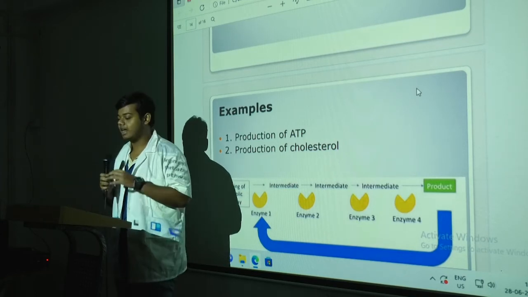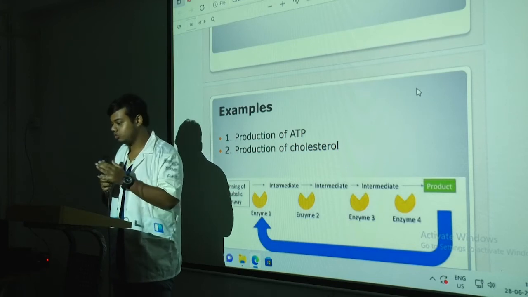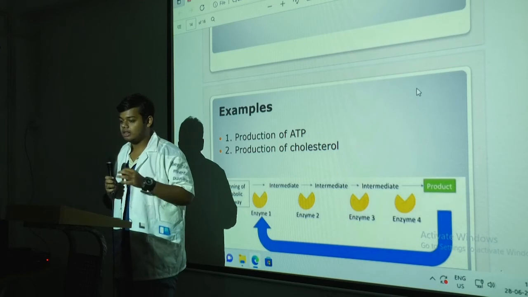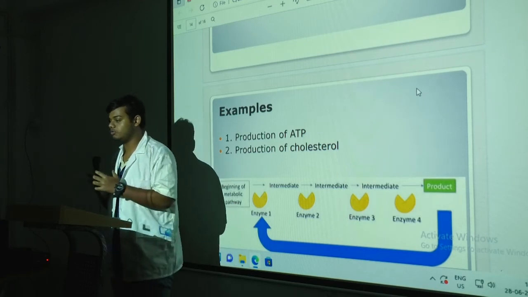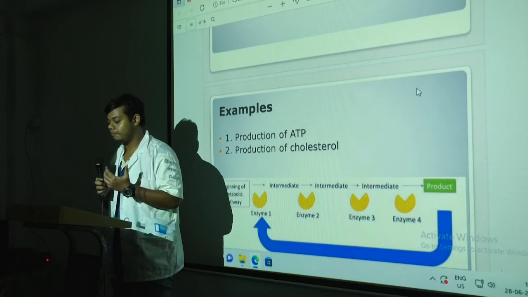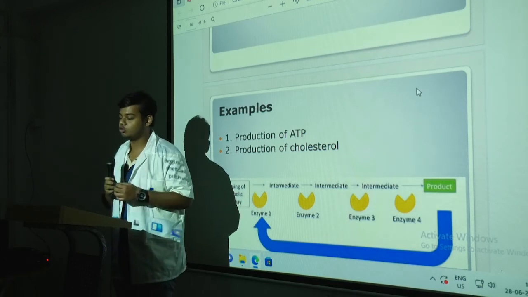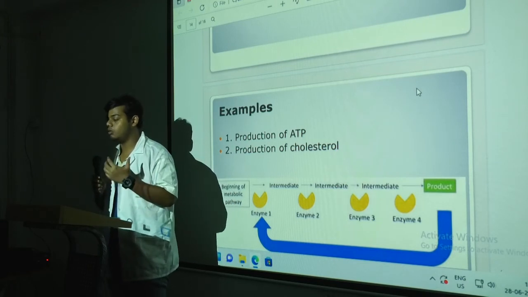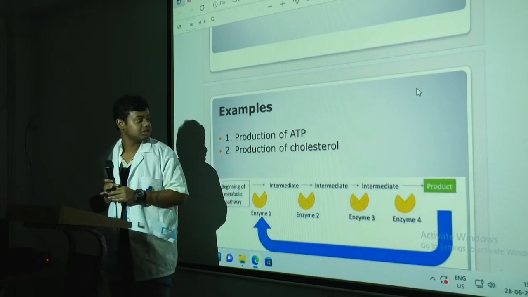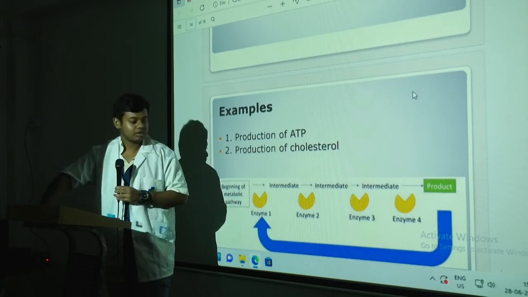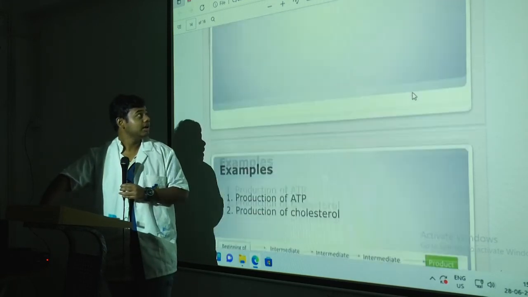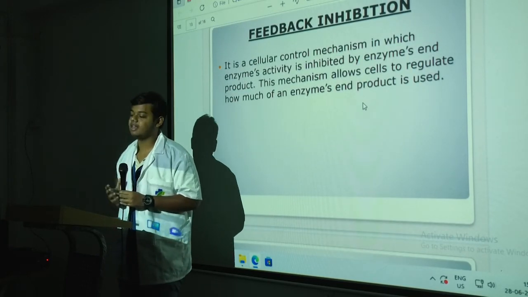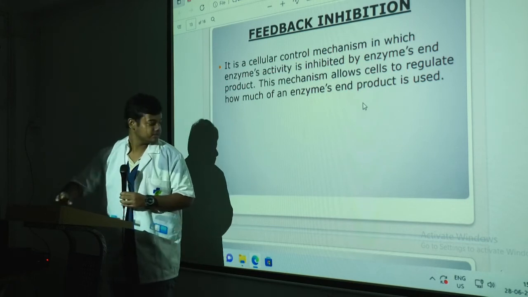Another example is glycolysis. In glycolysis, glucose is converted into glucose 6-phosphate with the help of the enzyme hexokinase. When the concentration of glucose 6-phosphate increases in the cell, it inhibits the enzyme hexokinase, so that hexokinase cannot carry out further reaction. In that process, the reaction is controlled. This is very important because in this way the cell controls how much end product will be made in the reaction.